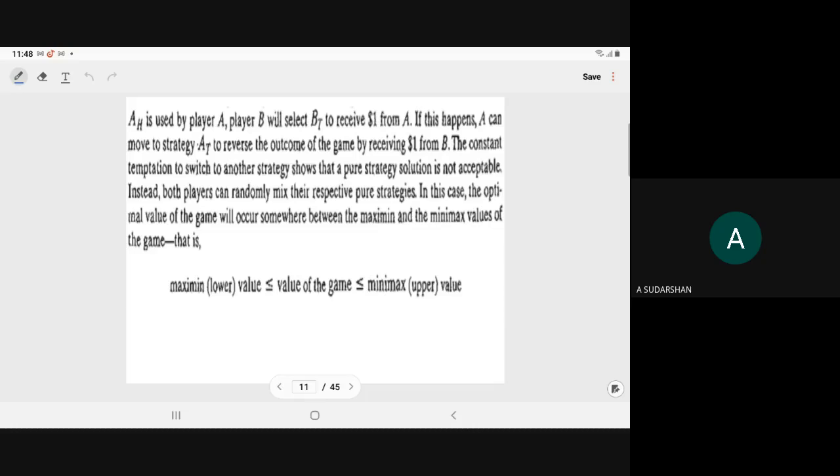In this case, the optimal value of the game will occur somewhere between the maximin and minimax values of the game. So the value of the game always lies between these two. For this question we have seen that maximin is -1 and minimax is +1. So the value of the game will lie between -1 and +1. So it is not a pure strategy problem. It is a problem of mixed strategies.